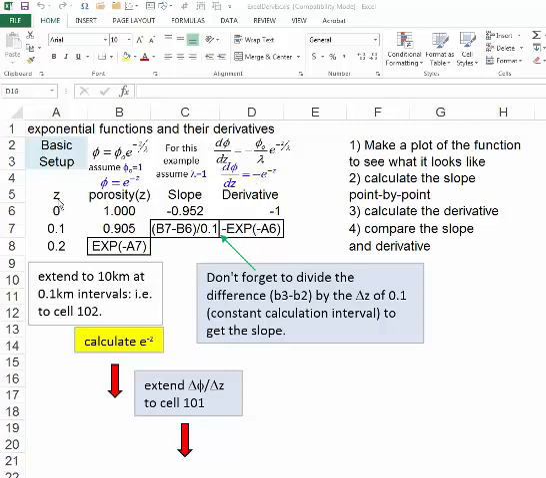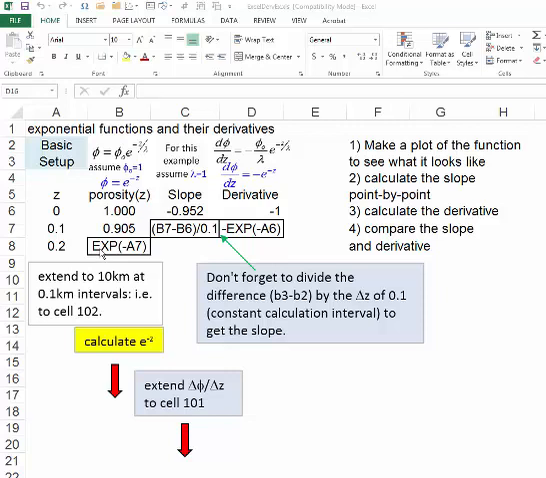So if we look at the layout here, we've got a column of z's. The sample interval is 0.1. And we could extend this down to a depth of 10 kilometers, maybe an unreasonably high depth, which would take us down to cell 102. I'll probably cheat when I go through this and maybe carry it down to 5 kilometers, but just to get the full view. And then we calculate the porosity, in this case just e to the minus z power.